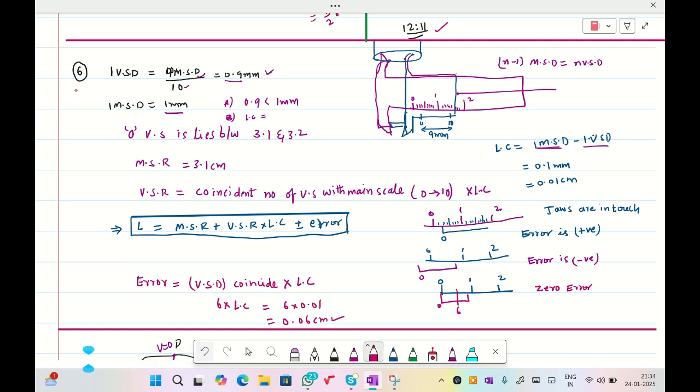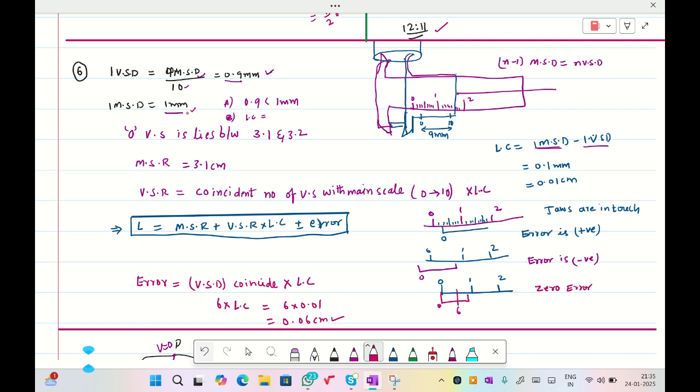Coming to the sixth problem, they're asking a statement, but I want to explain the vernier calipers because it is a simple topic. First of all, in vernier calipers there are two scales, the main scale and the vernier scale. In the main scale, 1 MSD is equal to 1 millimeter, the normal scale what you are using for measuring.